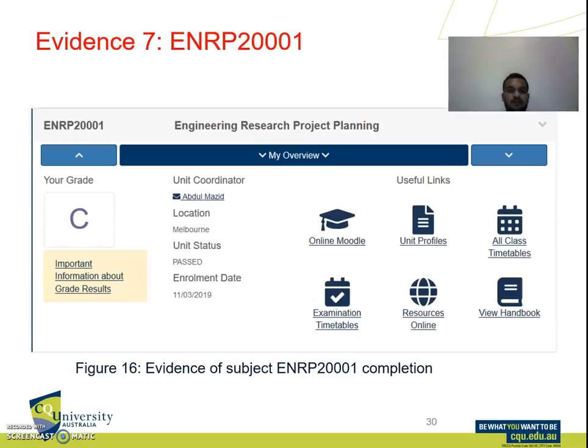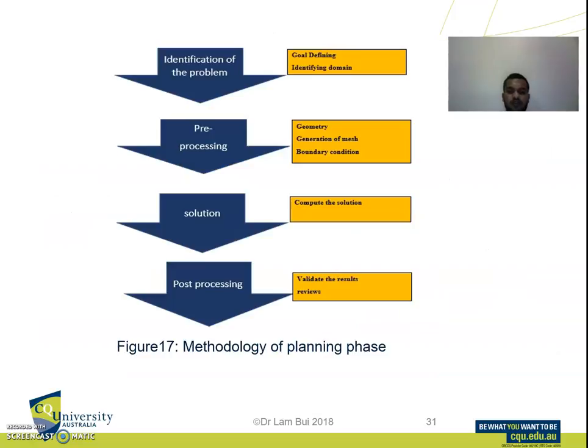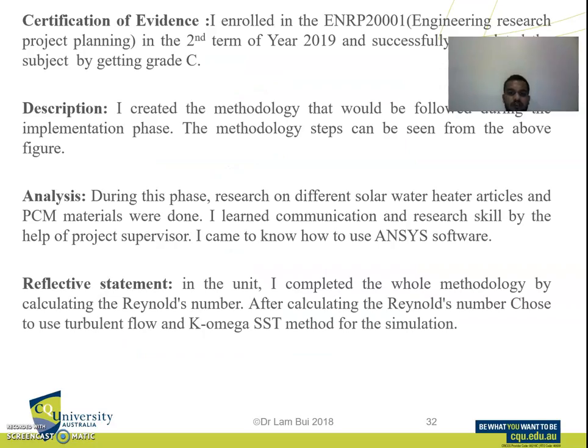This is the evidence number 7, which stands for ENRP 20001. I got grade C in that subject. And this is the methodology which I made to implement my project. During this subject, I learned how to use the ANSYS software. I calculated the Reynolds number and finalized which flow would be used in the solar water heater, and I got knowledge about the K omega SST method for the simulation in the ANSYS software.